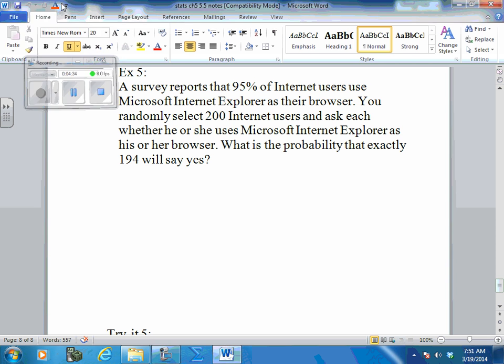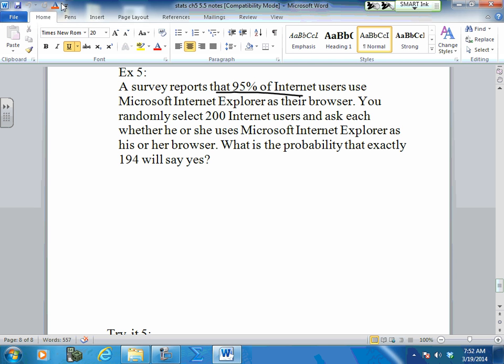Exactly works a little bit different than the other ones. When you have it exactly, it's not like finding just one number. We've got to work the whole bar. We have to expand your bar. So I jump to example 5. A survey reports that 95% of internet users use Microsoft Internet Explorer as their browser. So 95%.